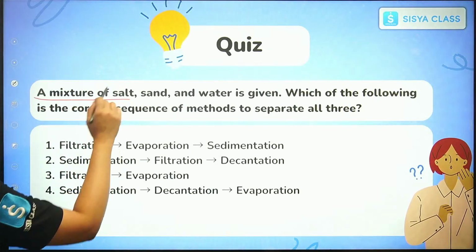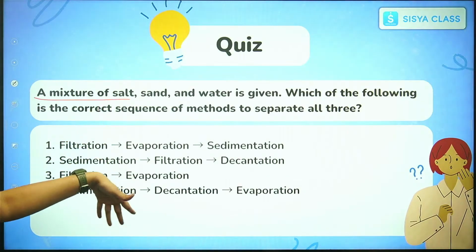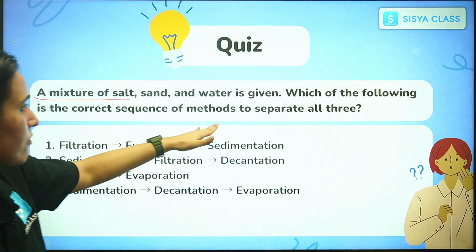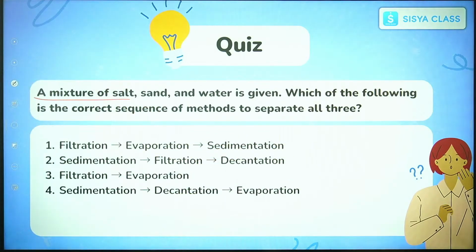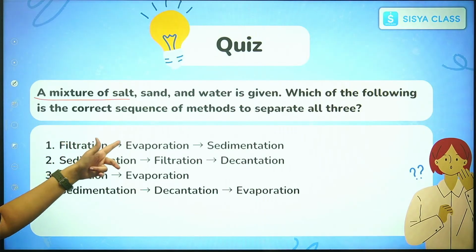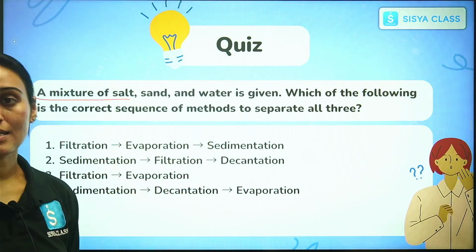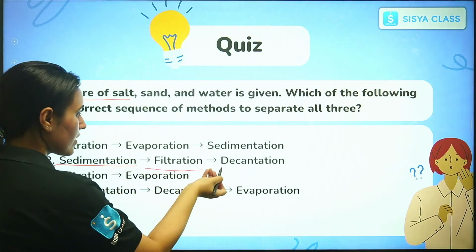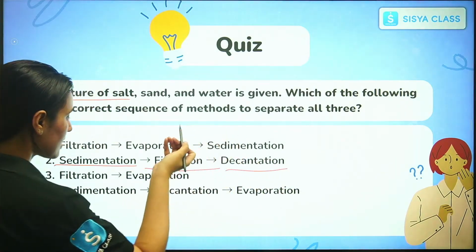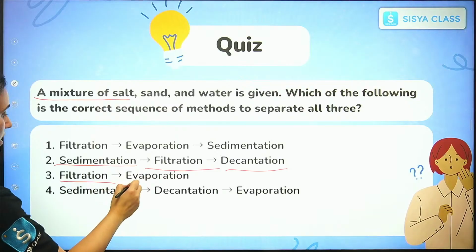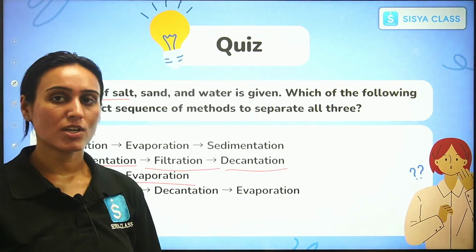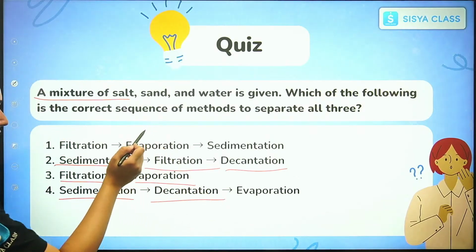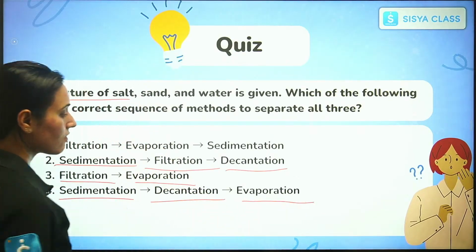Right? So can you answer these questions? A mixture of salt, sand and water is given. Which of the following is the correct sequence of methods to separate all three? You can do filtration, then evaporation, then sedimentation, or you can do sedimentation, then you can filter it out, and then you can do decantation, or filtration, after that evaporation, or sedimentation, decantation, and finally evaporation.